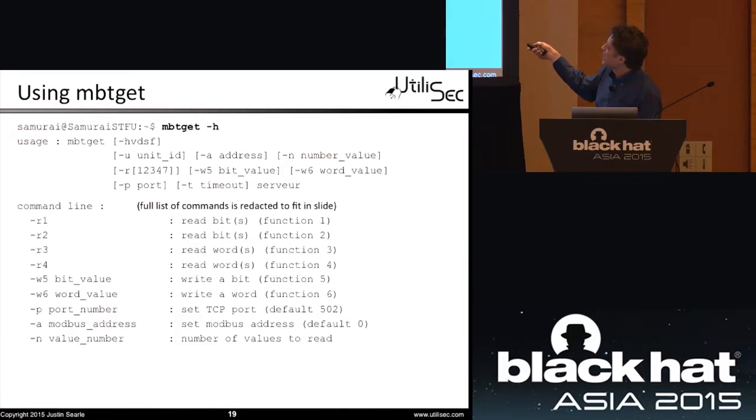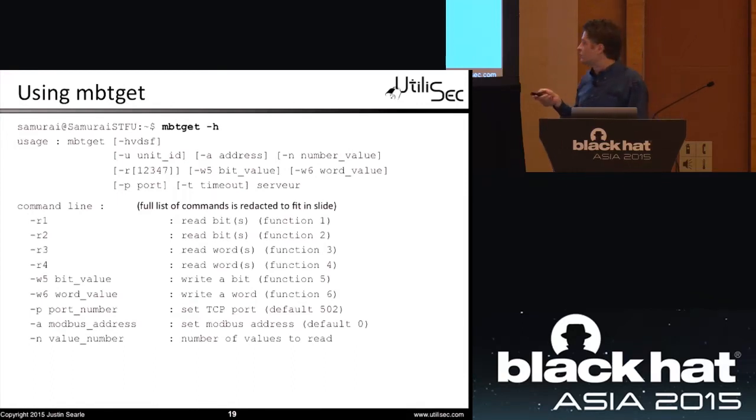We have different types of commands that we can issue. So we have our read commands, read 1, 2, 3, and 4. Okay, and then we have our write 5 and 6. Notice the numbers correspond with the function numbers that we looked at in Modbus earlier this morning. Notice that this tool does not support a 15 or a 16, like what we saw in the PCAP file earlier this morning. So we're just going to do some basic reads and some basic writes.